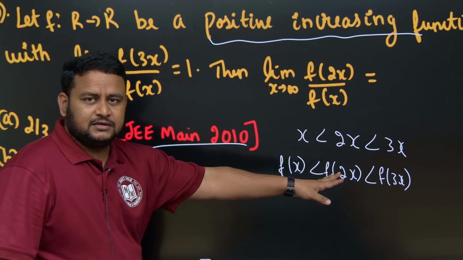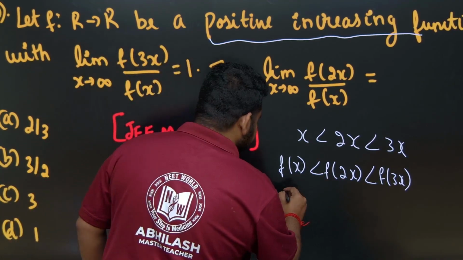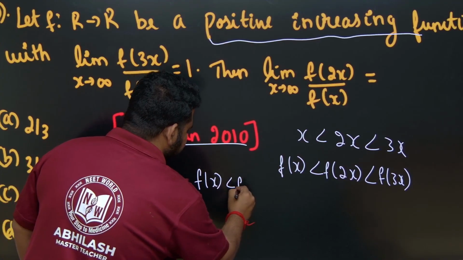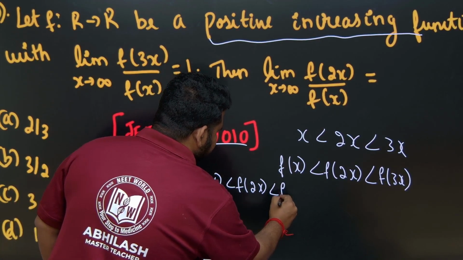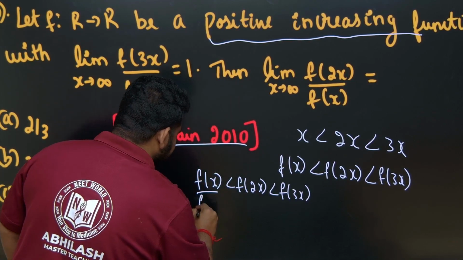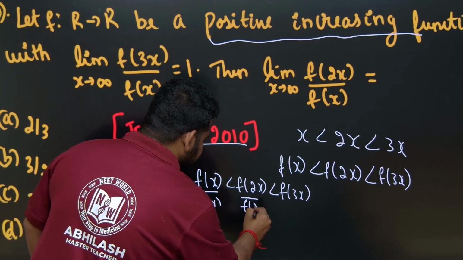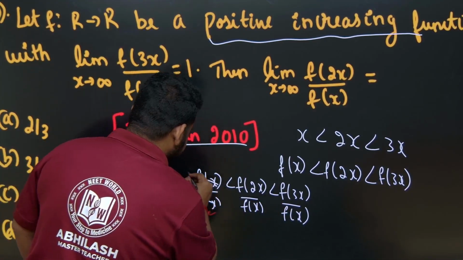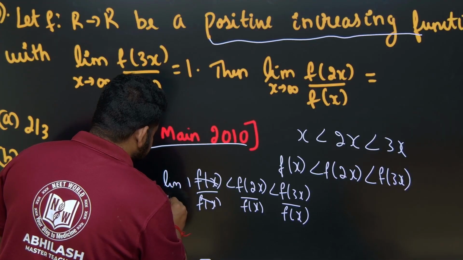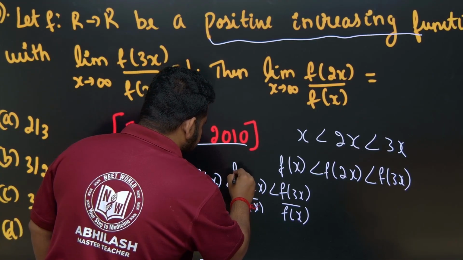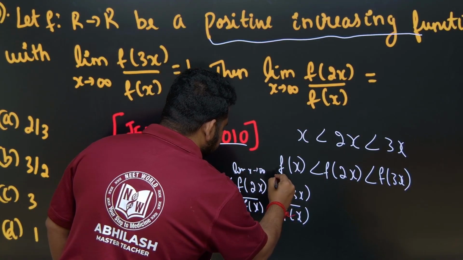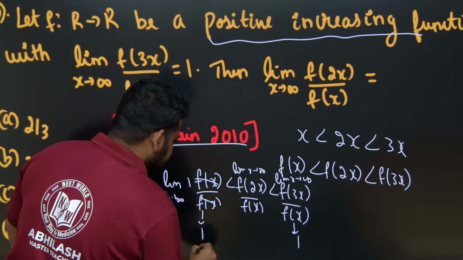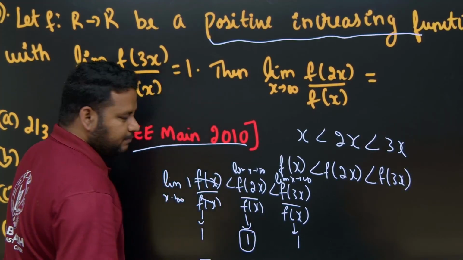So let me divide the whole thing by f of x. Let me write this again: f of x is less than f of 2x, which is less than f of 3x. I'll divide each of these by f of x. If I divide this and this, I'll get 1, and take the limit as x tends to infinity on each part. They have given this value as 1, and this also we got as 1. Then definitely this value will also be equal to 1 by the sandwich squeeze theorem.